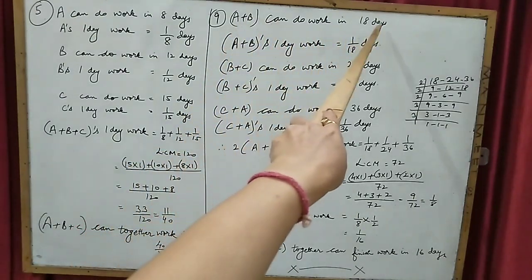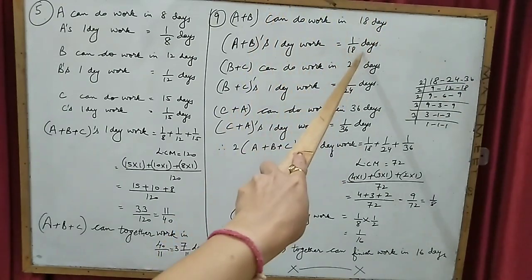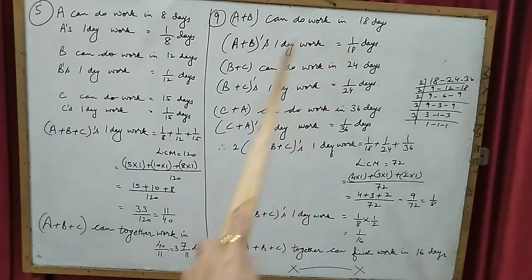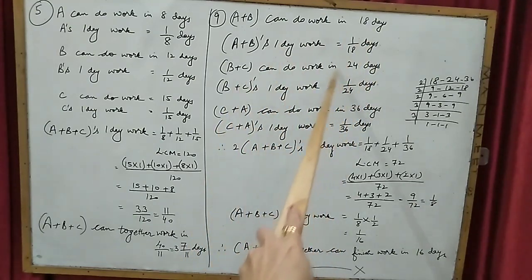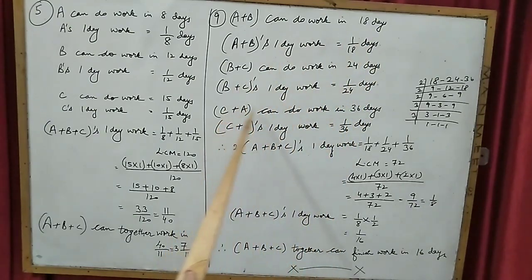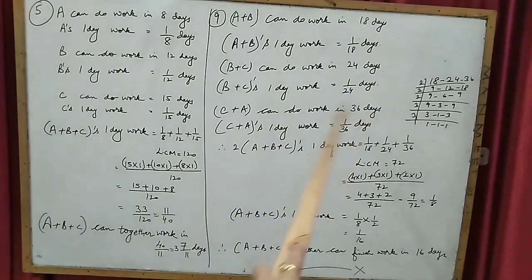A and B can do the work in 18 days. A and B's 1 day's work, we will take the reciprocal, 1 by 18. B and C can do the work in 24 days. B and C's 1 day's work, again the reciprocal, 1 by 24. C and A can do the work in 36 days. C and A's 1 day's work, again the reciprocal.